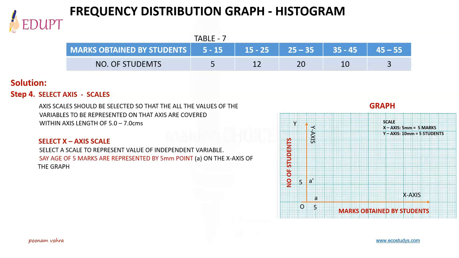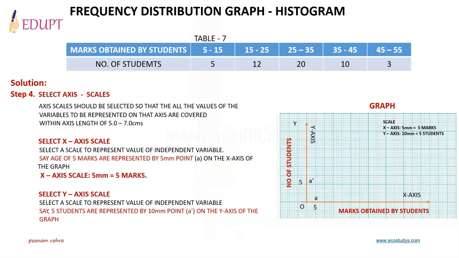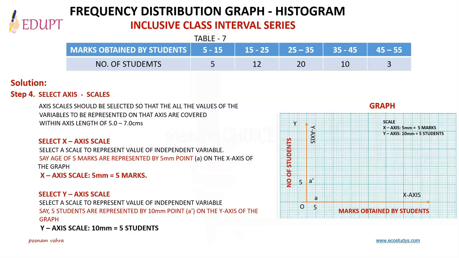For x-axis, you need to select a scale. Say each 5 marks can be represented by 5 mm, point A as shown on the x-axis on the graph. So the scale would be 5 mm is equivalent to 5 marks for x-axis. Similarly, for y-axis, one can select 5 students to be represented by 10 mm, shown by A dash on the graph on y-axis. So the scale for y-axis would be 10 millimeters represent 5 students.